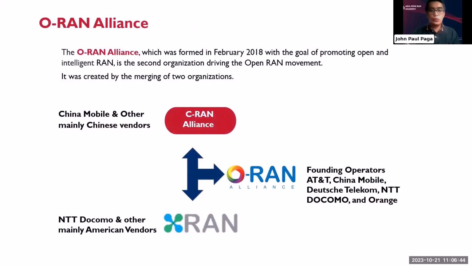Now, the ORAN Alliance, as shared earlier, is an operator founded group. It started with the CRAN Alliance, a group in China, consisting of China Mobile and other Chinese vendors. It merged with the XRAN, a group of Japan and US vendors looking at opening the RAN. These two groups, CRAN and XRAN, merged, founding the ORAN Alliance. The operators here are AT&T, China Mobile, Deutsche Telekom, NTT Docomo, and Orange.